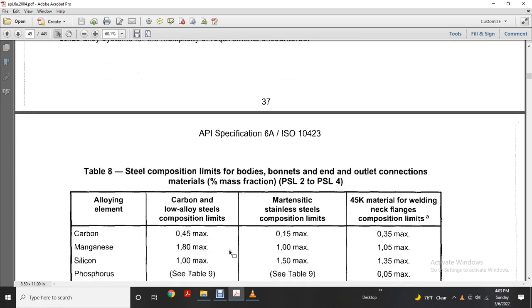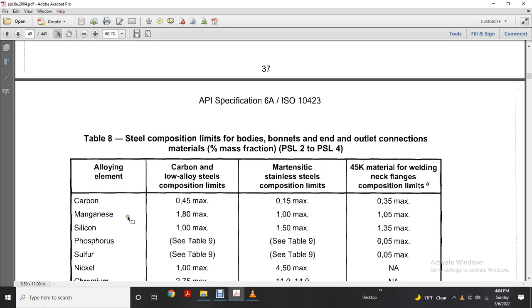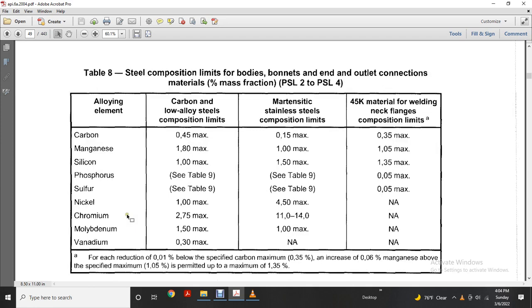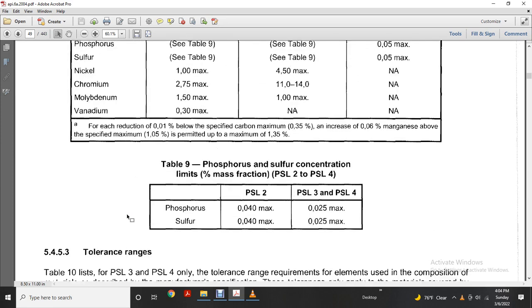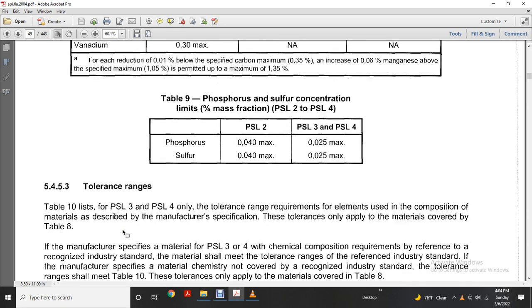Table 8 shows the steel composition limits for the body, bonnet, and outlet connection material for products over level 2 to 4. Alloying elements: carbon and low alloy composition level, martensitic stainless steel composition level, 45K material, and welding neck flange composition level. You have carbon, manganese, silicon, phosphorus, sulfur, nickel, chromium, molybdenum, and vanadium. Table 9 covers phosphorus and sulfur concentration: phosphorus and sulfur for products over level 2, and products over level 3 and 4, with tolerance ranges.